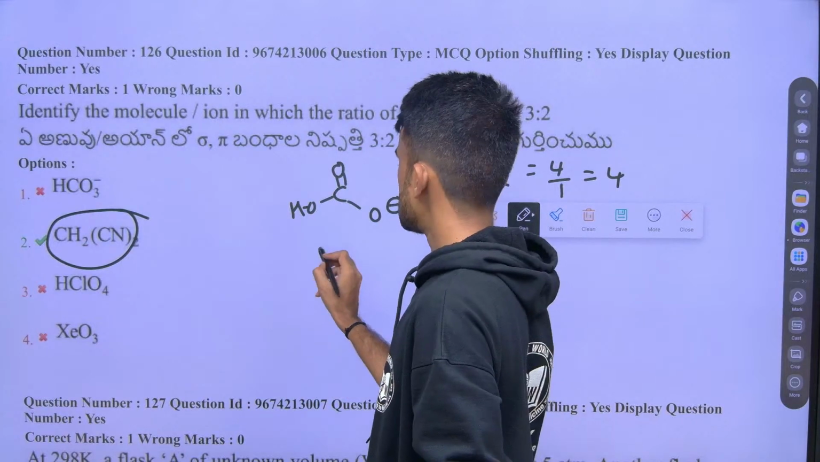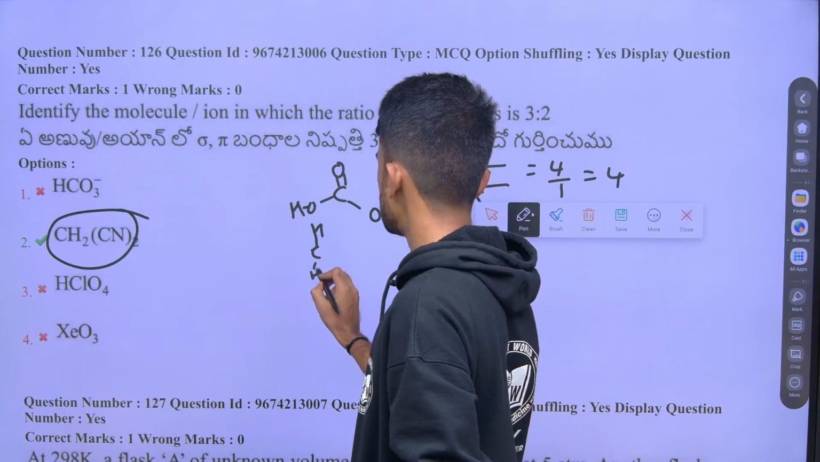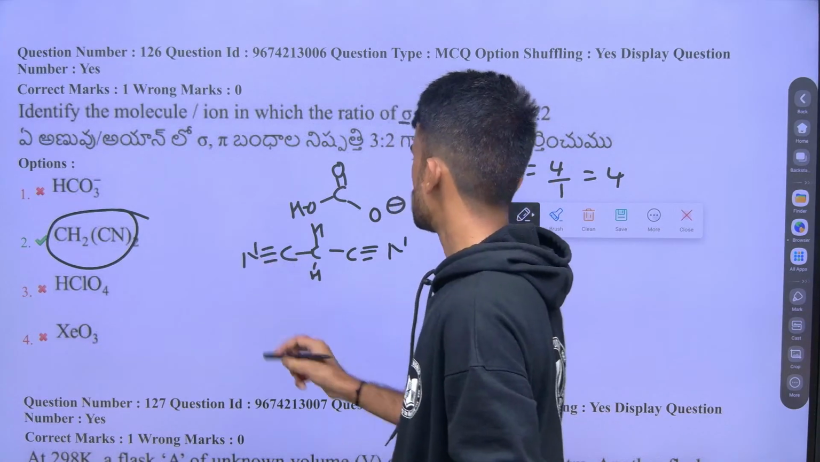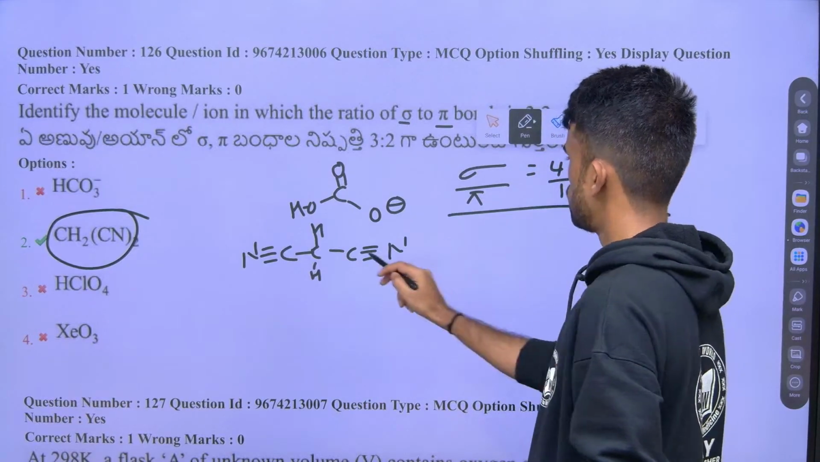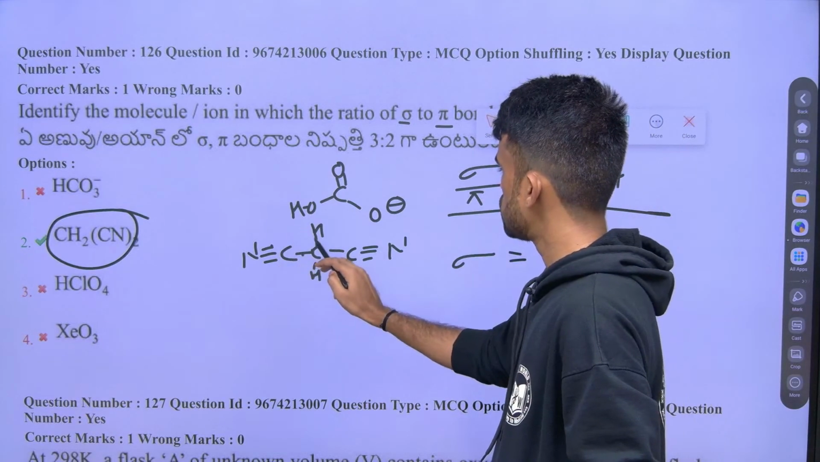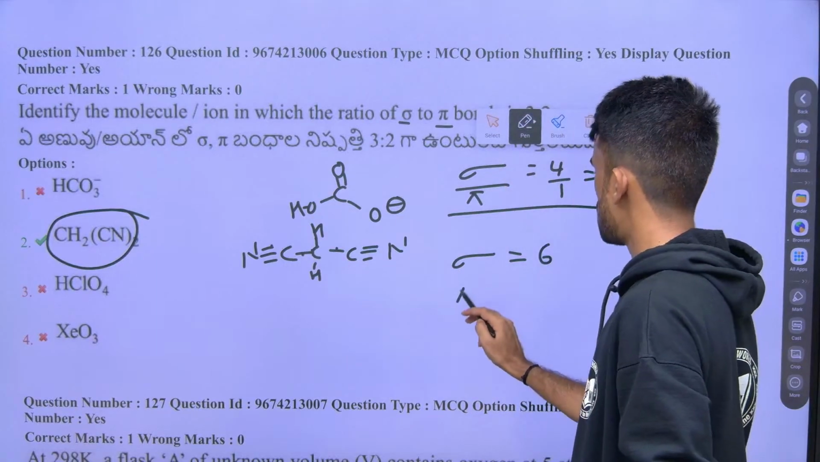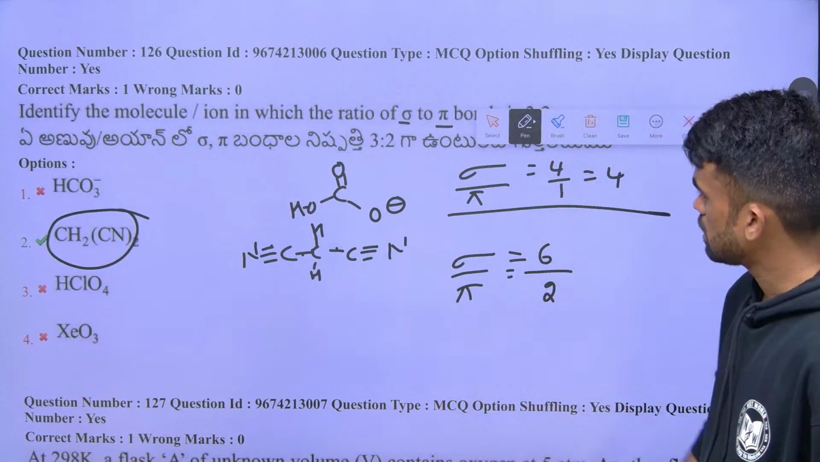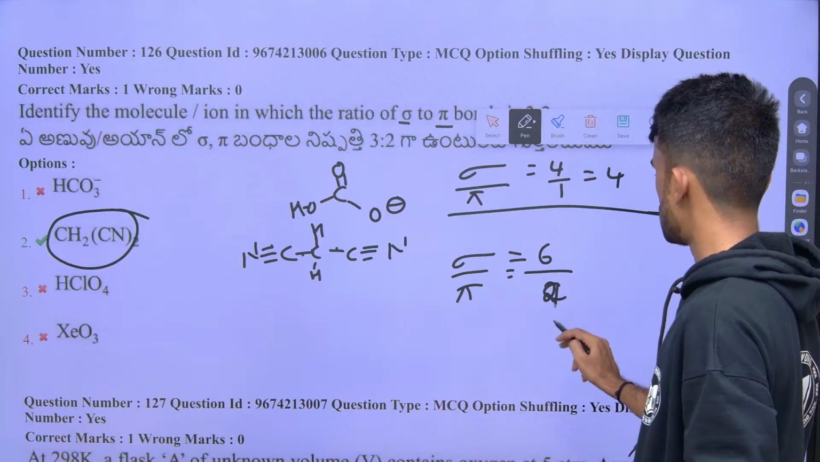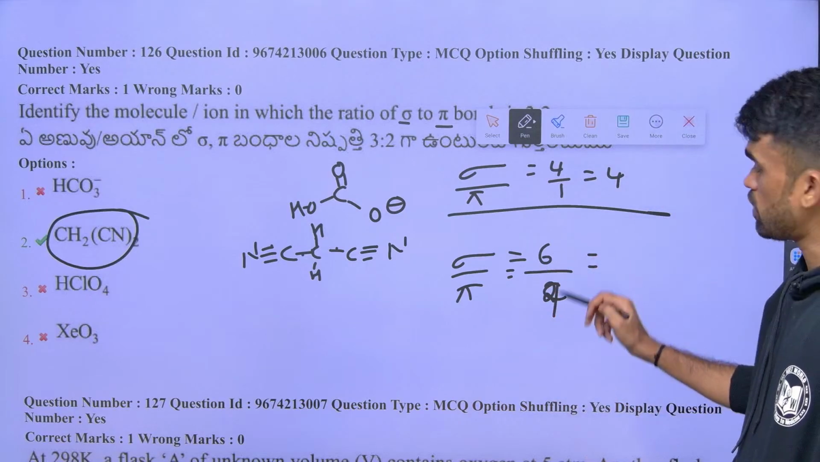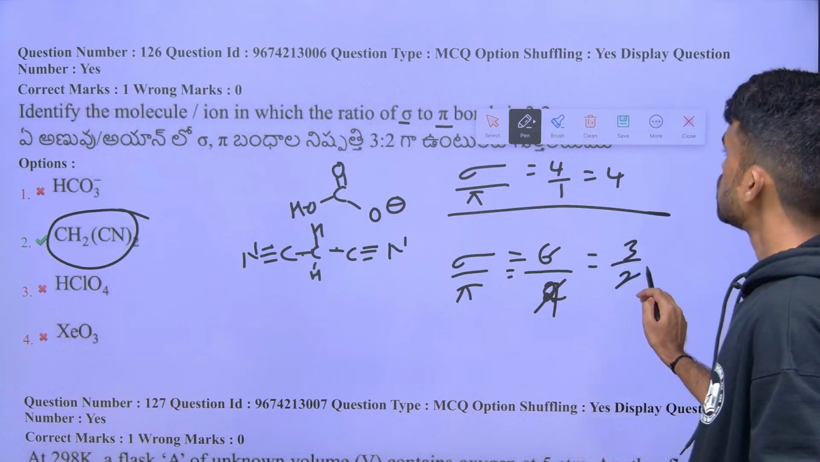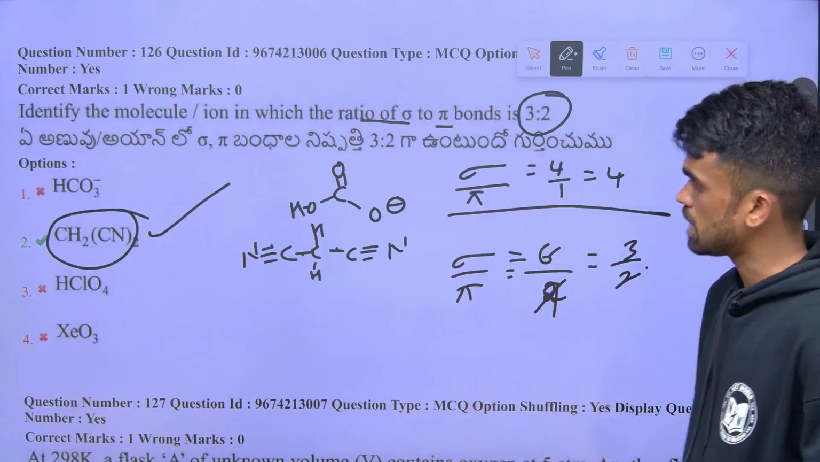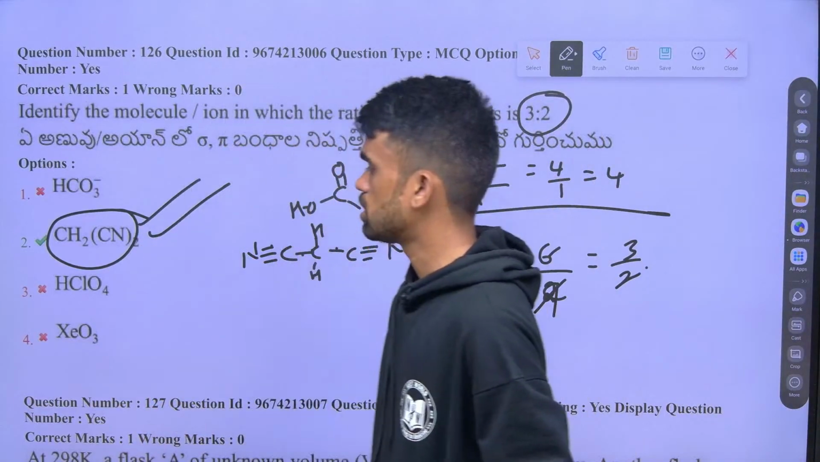So I am writing CH3, C triple bond N. Count the number of sigma bonds here: 1, 2, 3, 4, 5, 6. 6 sigma bonds. And how many pi bonds are there? Pi bonds are 1 and 2, once again 1, 2, 3, 4. So 4 pi bonds are there. So it is 6/4, which I can also write as 3/2. So option 2 satisfies the given condition. The given ratio is satisfied by option 2, so you can take option 2 as your answer.